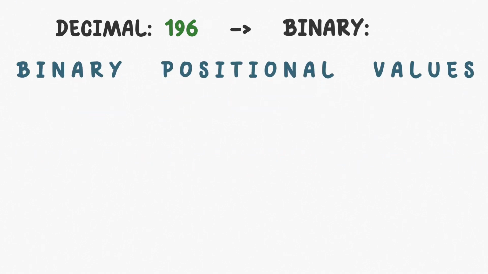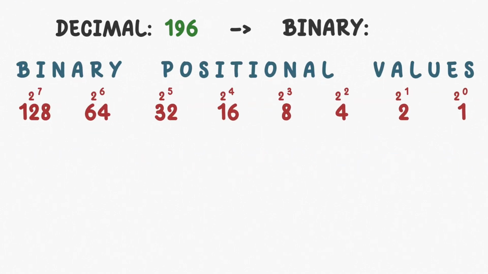First thing I'm going to show you is the binary positional values. From right to left, this increases by powers of 2. Alright, but don't worry about that right now. We're going to use it later.